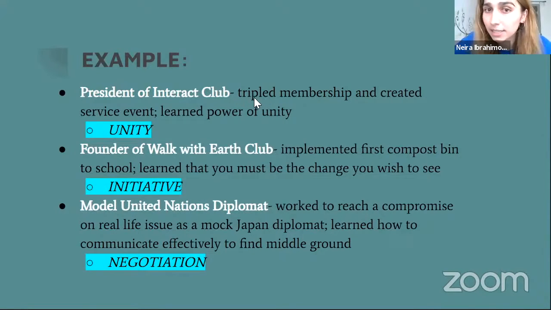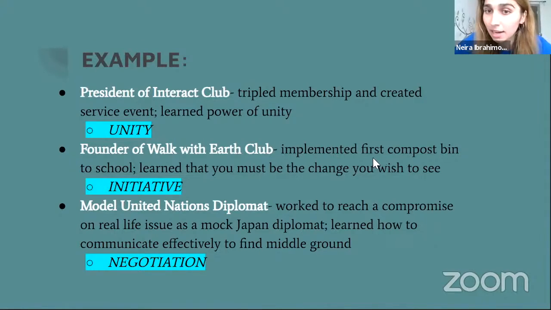So the role I played was tripled membership and created service event. The lesson I learned was the power of unity. So my key word is unity. What does this mean? If I choose to write an essay about how I was the president of Interact Club, I want the main focus, the main theme of this essay to be unity. When the reader reads this essay, I want their takeaway to be, oh, this person values unity, and this is how.